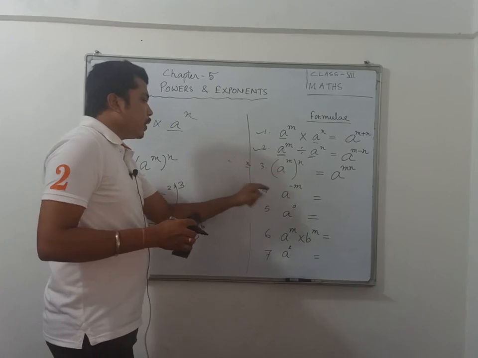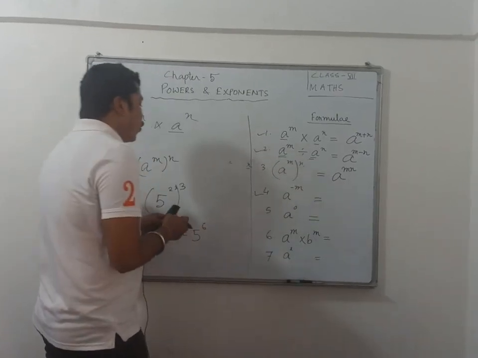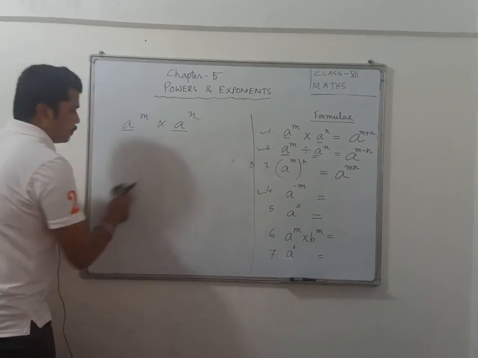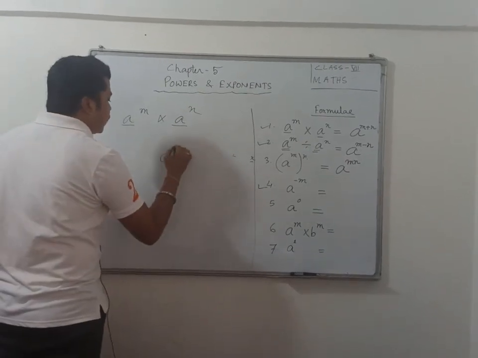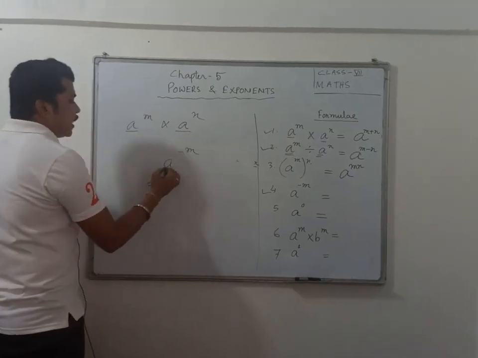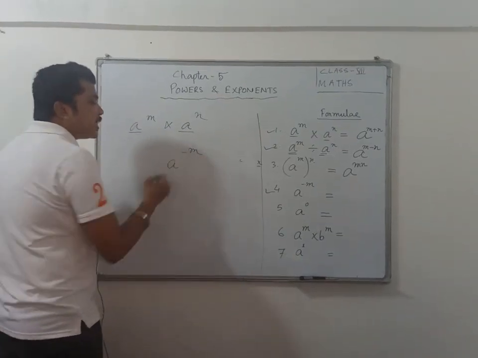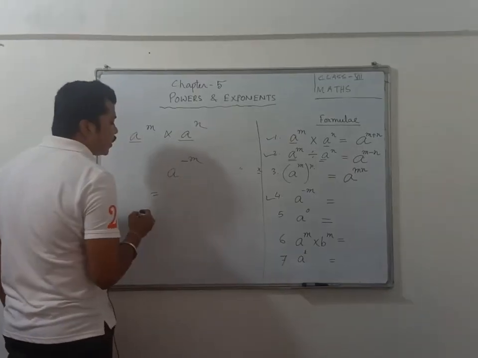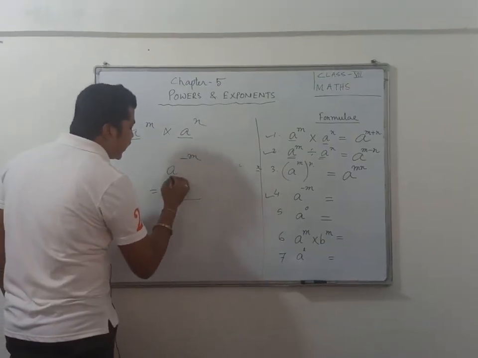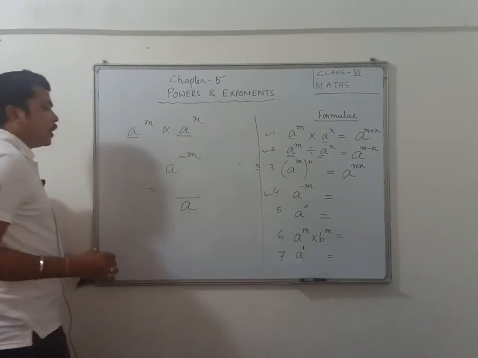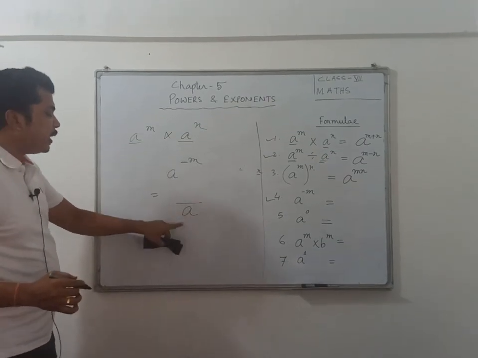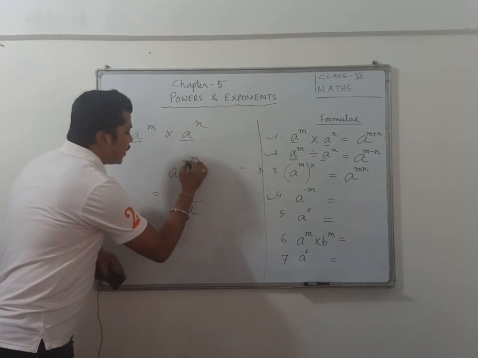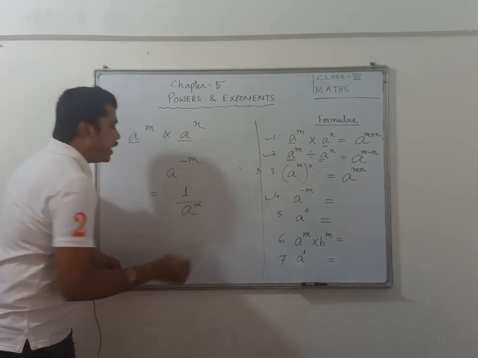Okay. Now dear student, you see number 4. In number 4, a to the power minus m. That means here your base is given, but the power is given in minus. If you have the minus sign in the power, what are you going to do? You are going to write the base in the denominator. And what will be the numerator? The numerator will be 1, and this minus sign will be removed and you will write m.